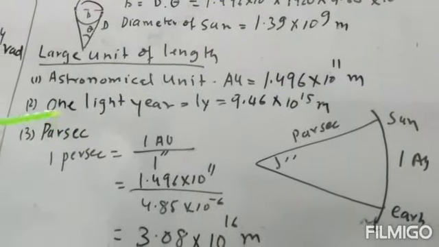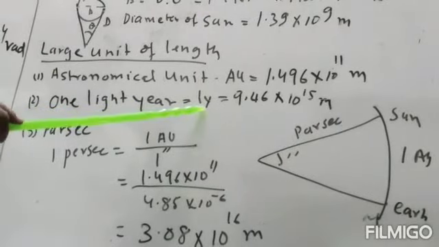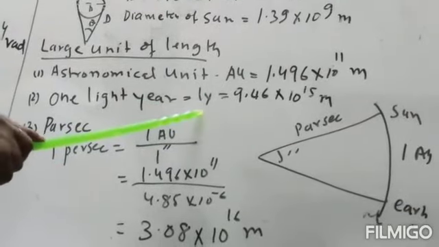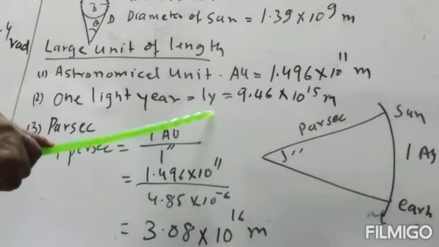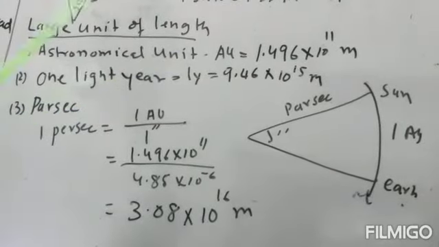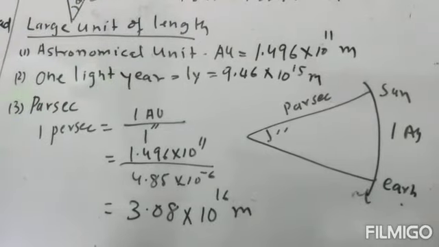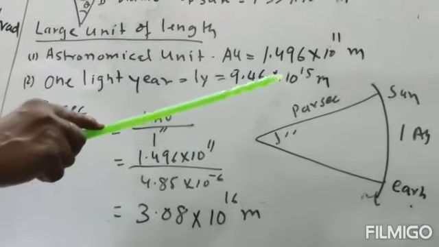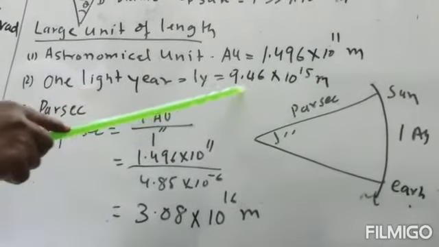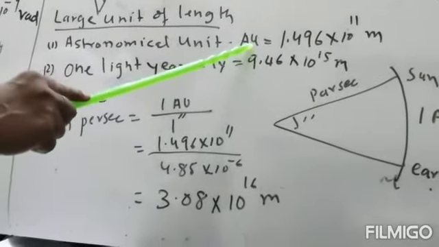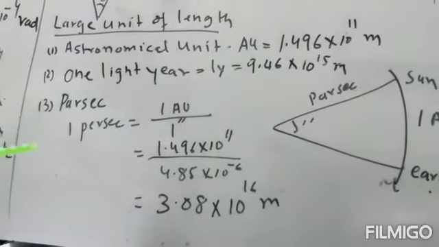Then second is the 1 light year, L-Y. Light year is also a unit of distance. It is not the unit of time. Light year means the distance traveled by the light in 1 year. It is the total distance traveled by light in 1 year, and it is equal to 9.46 into 10 raised to 15 meter. So this distance is larger than the astronomical unit. Then third is the parsec.